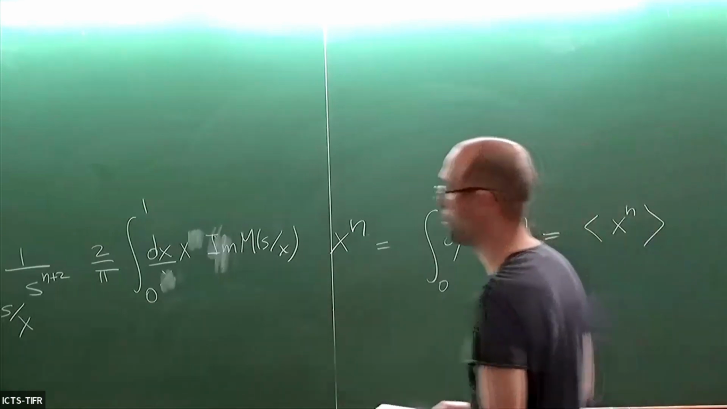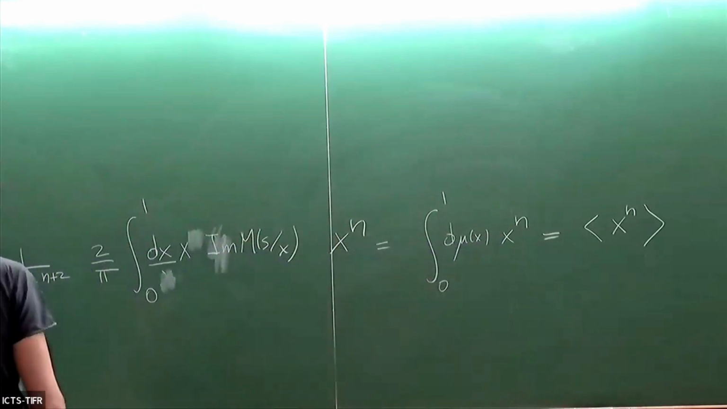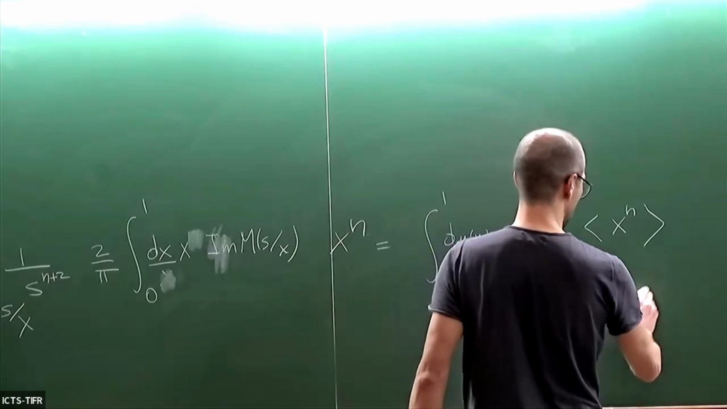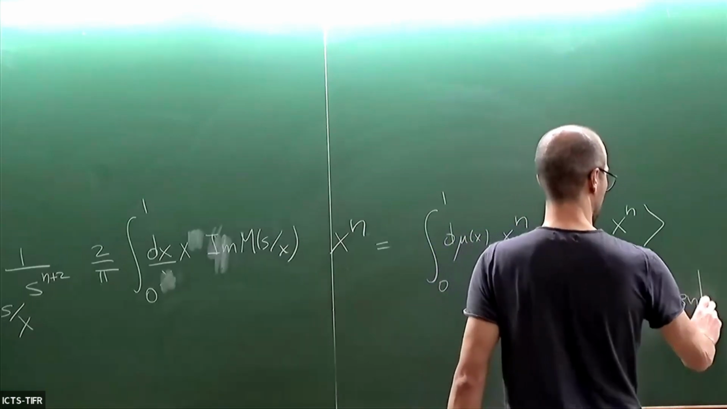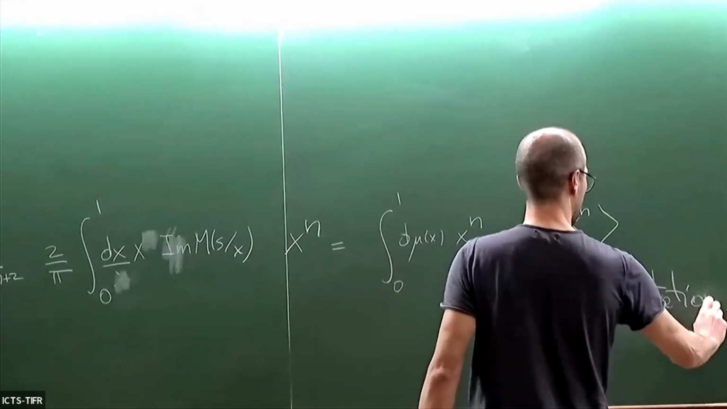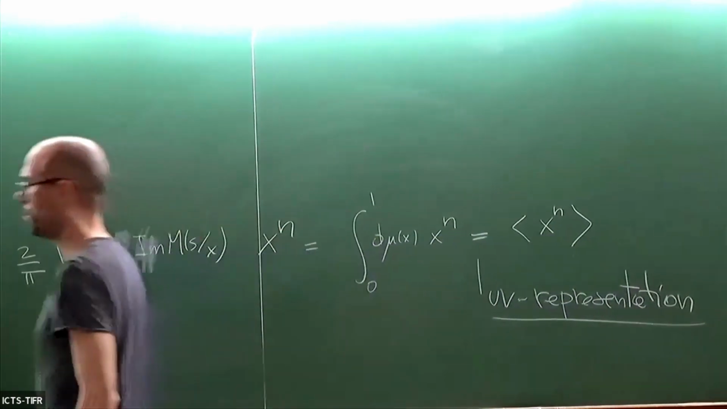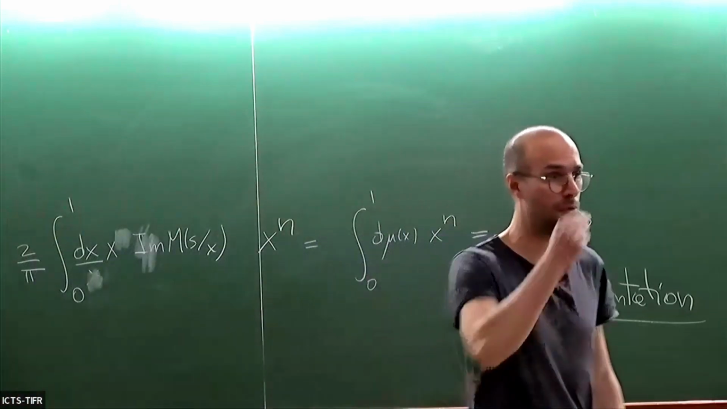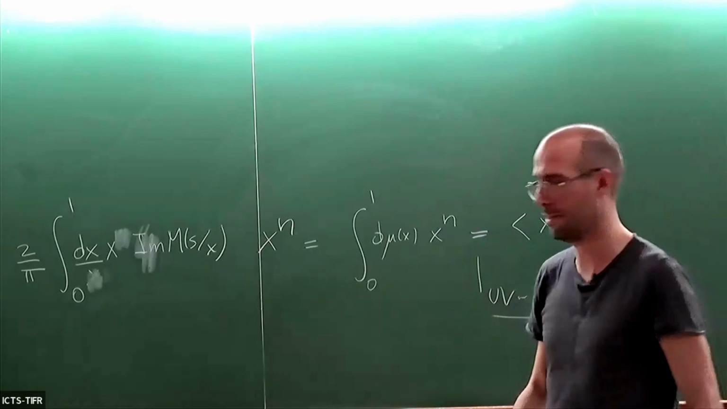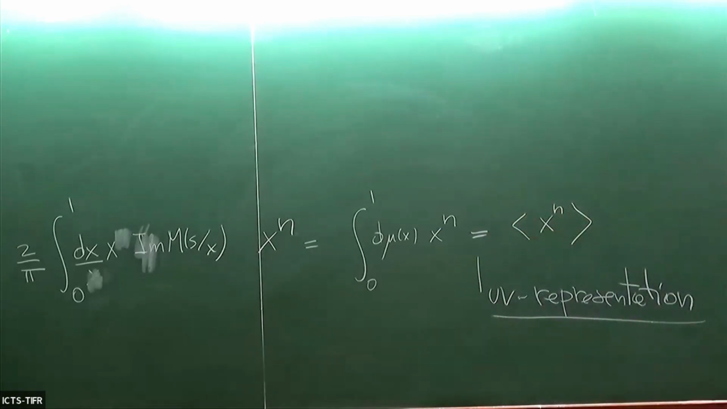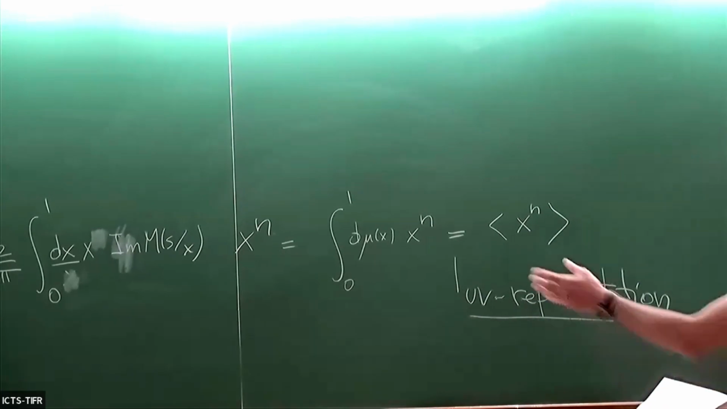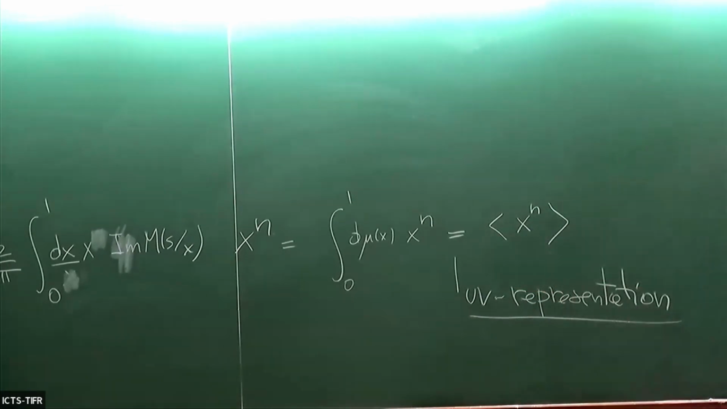So there's a connection. This is what I would call the UV representation of the Wilson coefficient. So you can calculate it in the infrared through the infrared representation, and it must be the same. Basically, Wilson coefficients are moments of positive distributions.